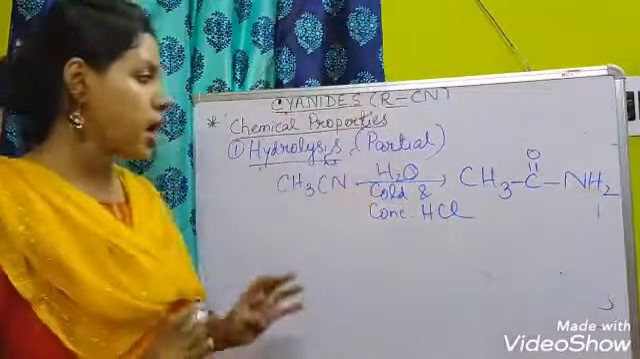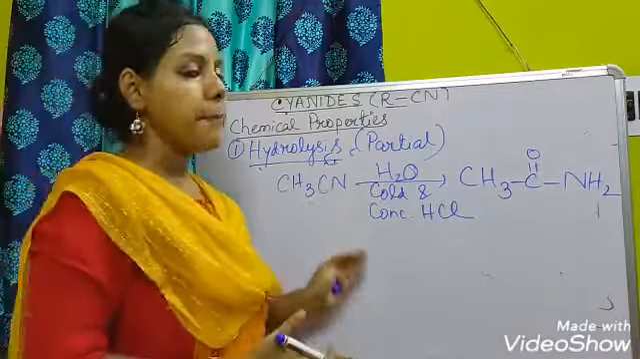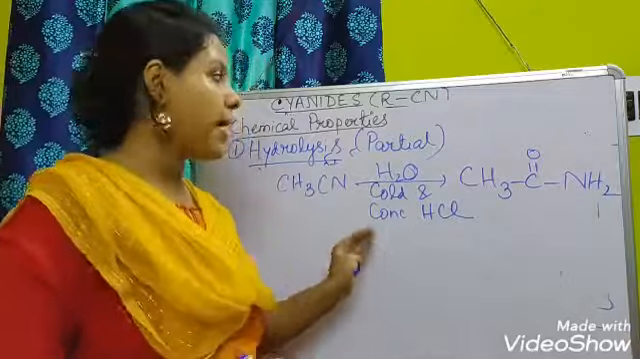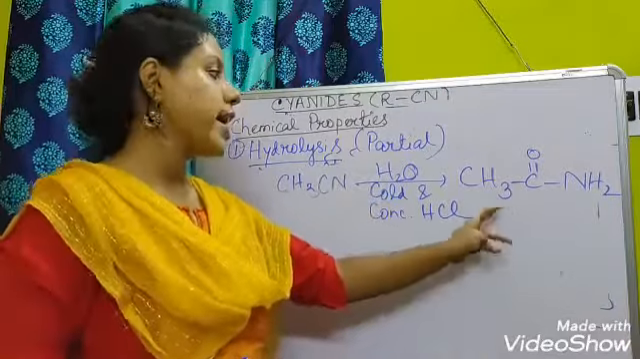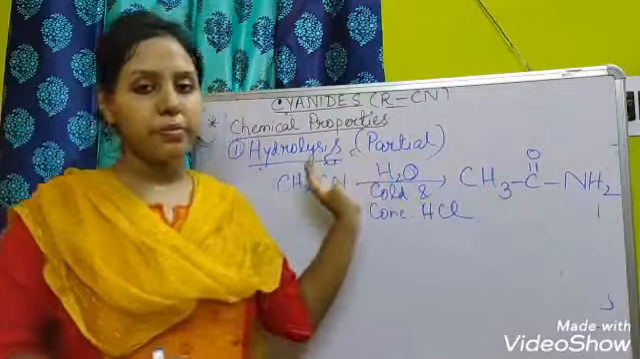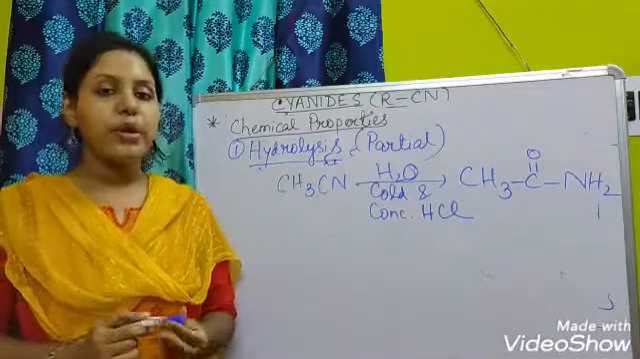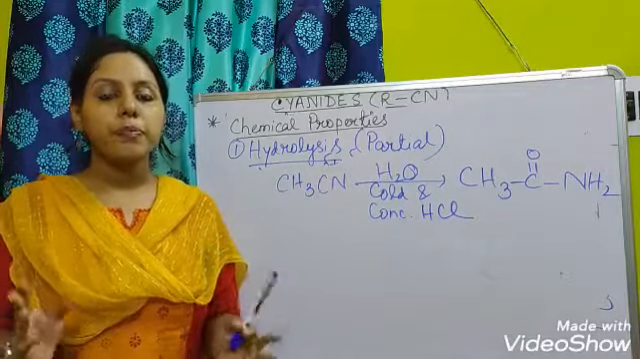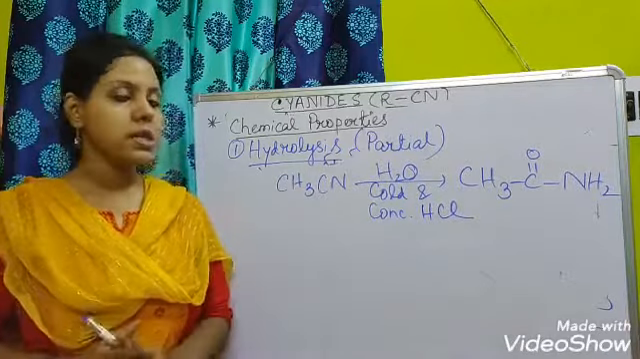So by this process, by complete hydrolysis we can get carboxylic acid from cyanides, and by partial hydrolysis we can get the acid amide from the cyanides. In the next video, in the next part, we will learn about the reduction reactions of these cyanides.